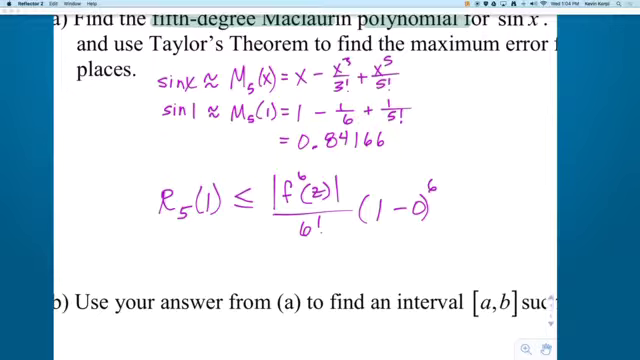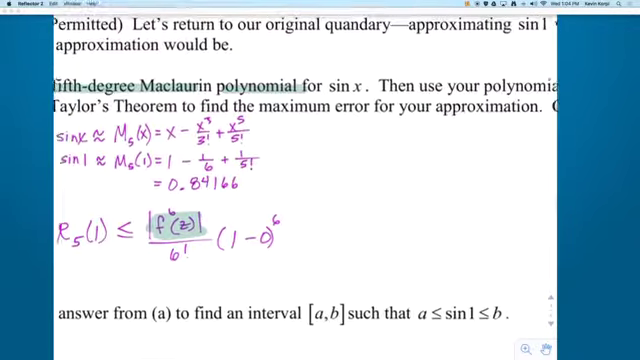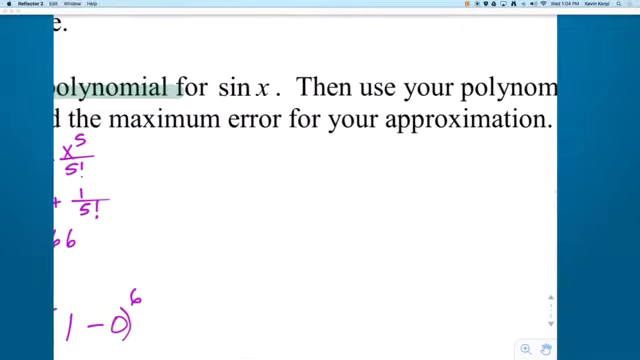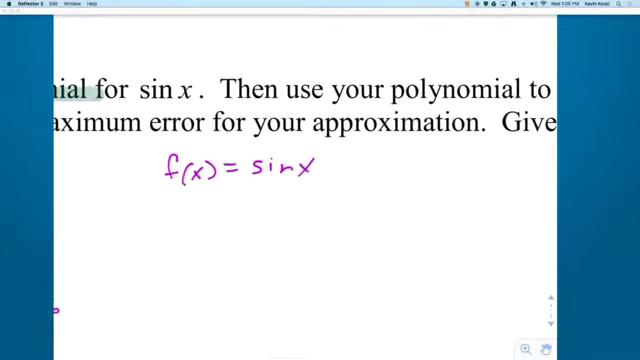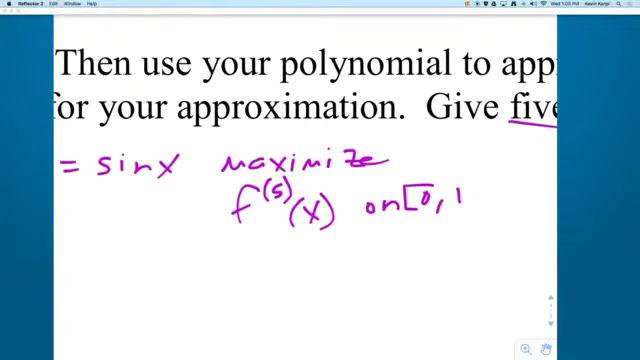All right, so now all I have to do is figure out what the maximum value for this is. So let's go off to the side here and do a little bit of work. If our function, f of x, is sine of x, we're trying to maximize essentially the 5th derivative of that function on the interval from 0, which is our center, to 1, which is what we're trying to evaluate it at.